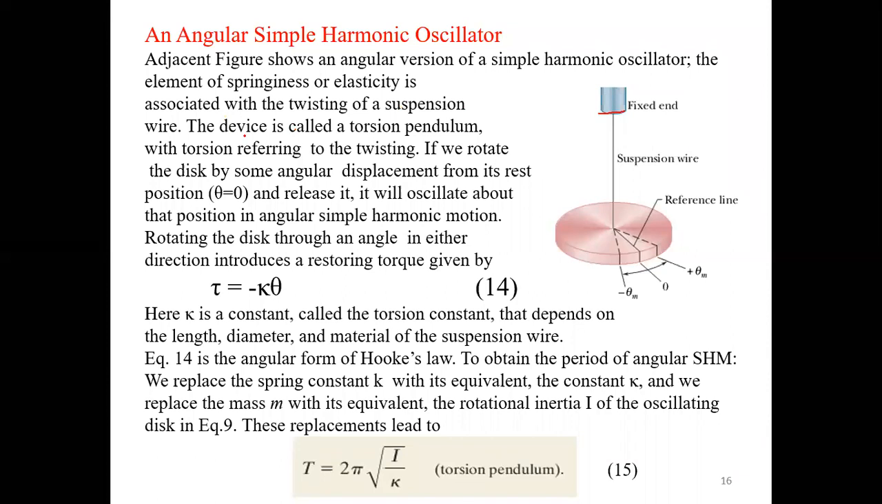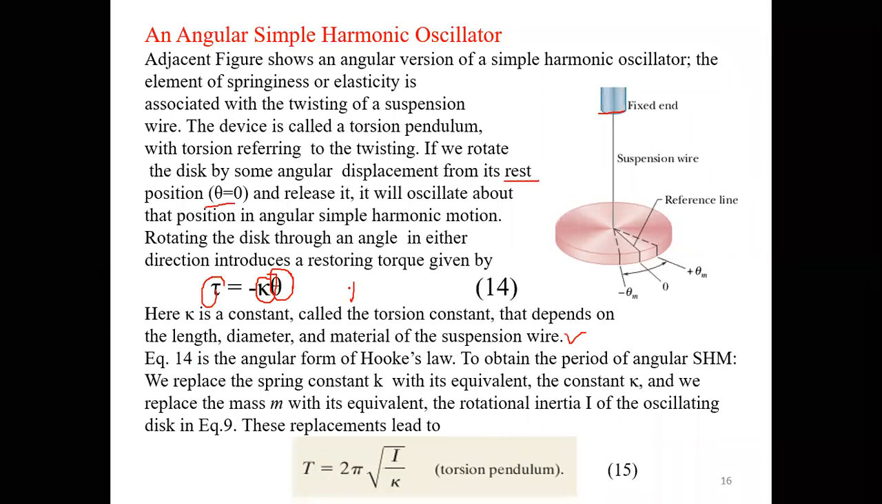So, the twisting of a suspension wire, because when you twist it, some restoring force will be in the twisted wire. This device is called the torsion pendulum, with torsion referring to the twisting. If you rotate the disc by some angular displacement from its equilibrium position at theta equal to 0 and release it, it will oscillate about that position in angular simple harmonic motion. Rotating the disc through an angle in either direction introduces a restoring torque, and in this case the torque tau will be proportional to theta. This constant is called the torsion constant, denoted by the Greek letter kappa. Kappa is a constant called the torsion constant that depends on the length, diameter, and material of the suspension wire. And equation 14 is the angular form of Hooke's law.